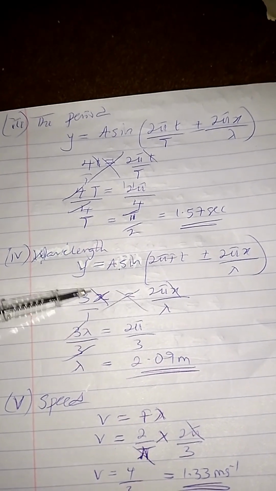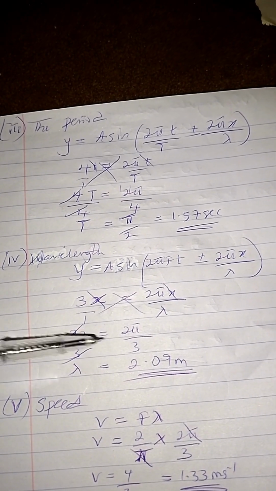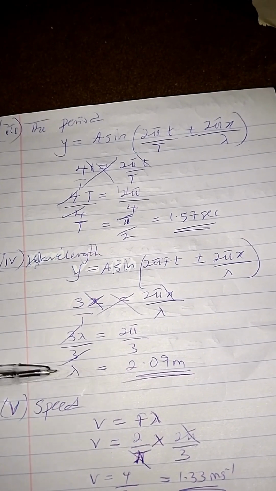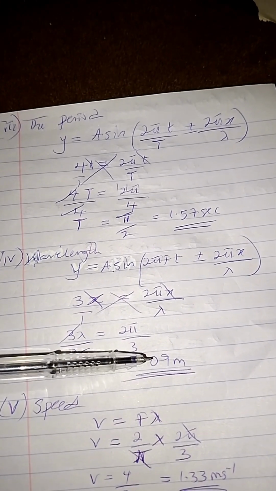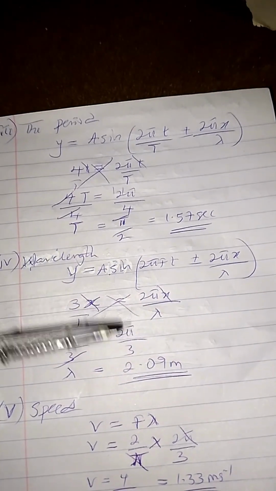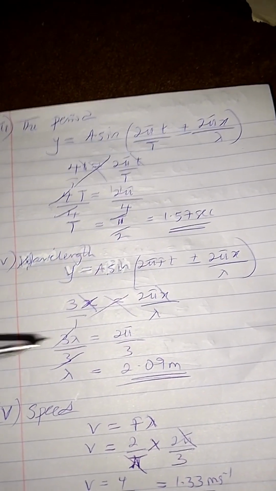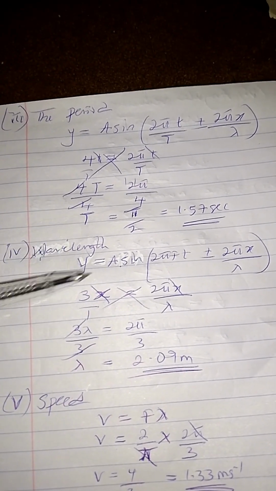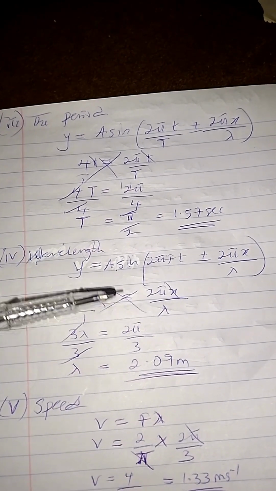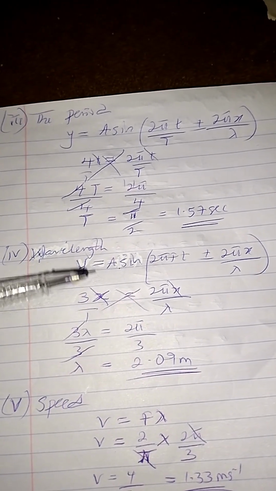So x will take out x, cross multiply. You have 3 lambda equals 2 pi. Divide both sides by 3. You have lambda equals 2 pi by 3, which is 2.09 meters. Remember, lambda is the wavelength, which is also measured in meters, right? Now remember, what is wavelength? Wavelength is the distance between two successive crests or two successive troughs in a wave.